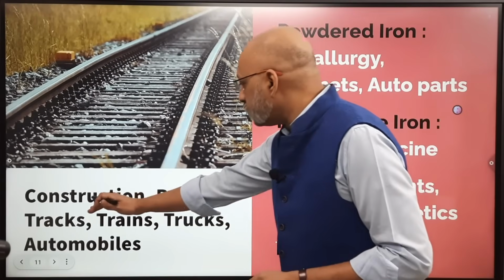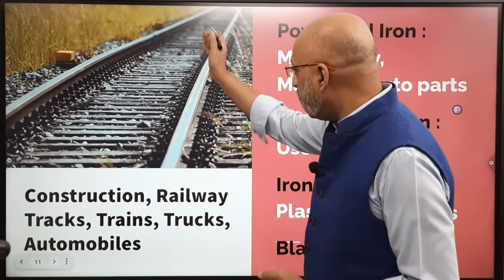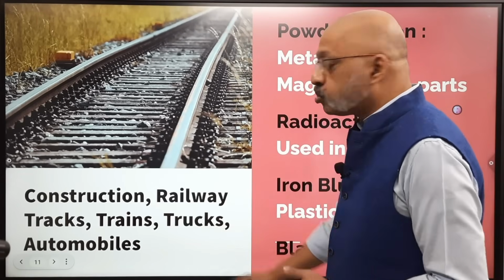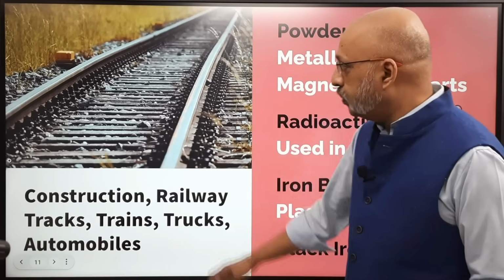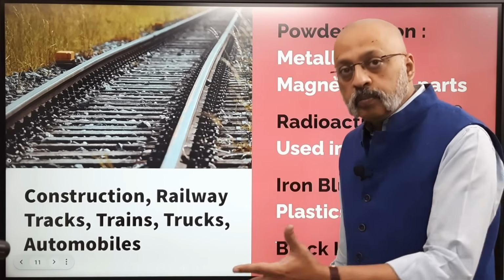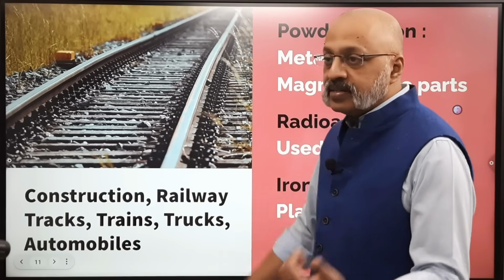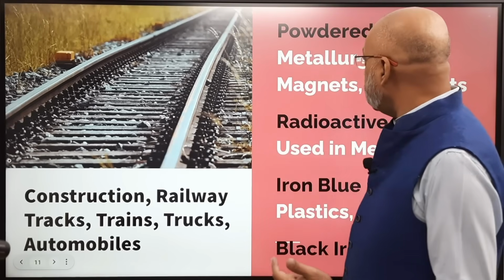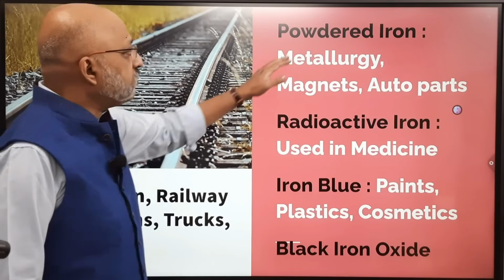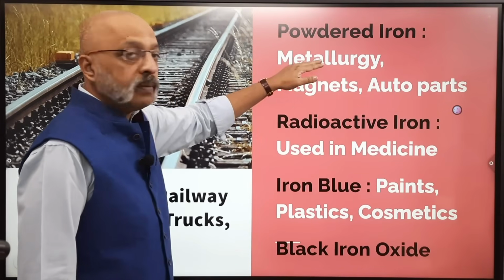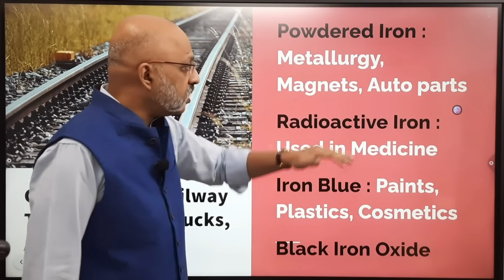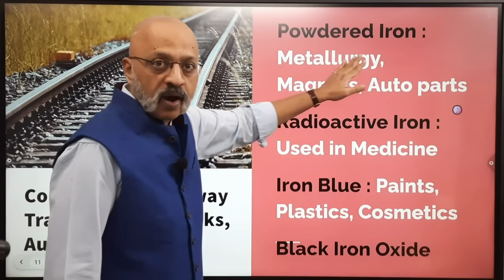Then they are used in the construction industry. They are used to make railway tracks, trains, trucks, and automobiles. So this is another area, the construction, automobile and transport industry, where iron and steel is used big time. Then you also have the use of specific kinds of iron. You have the powdered iron, which is used in metallurgy, magnets, auto parts, auto ancillaries, etc.